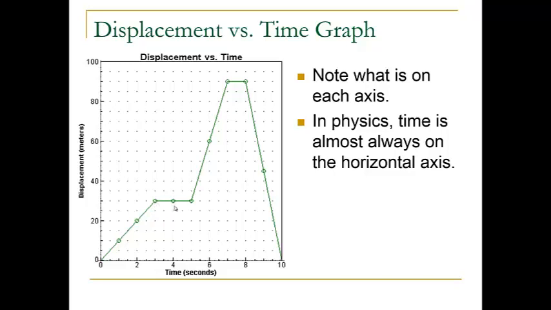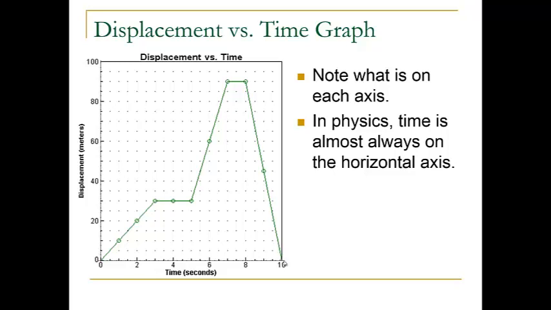Then from about 3 seconds to 5 seconds, your displacement is not changing, so that means you're standing still. Then from 5 seconds up to about 7 seconds, your position increases a lot, so you're covering a lot more distance during this time frame than you did initially. Then again from 7 to 8 seconds, you're at rest, you're not moving, and then at 8 seconds, you turn around and you go backwards really fast all the way back down to 0.